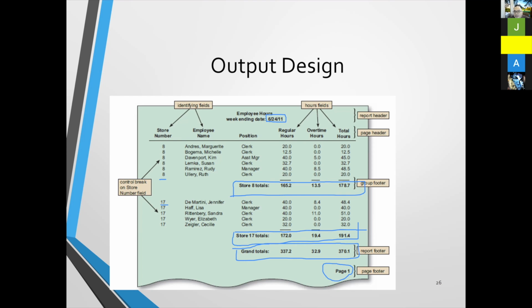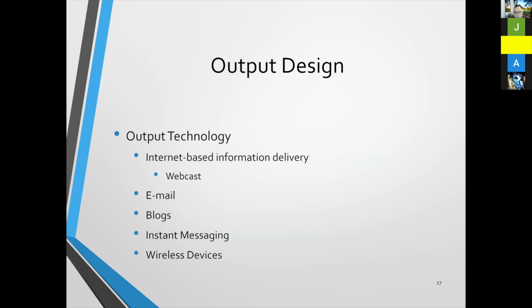Apart from that, we talk about the next thing. The next thing is the technology that we use for the output in order to show the output to the users. We may use internet-based information delivery. For example, we may use webcast, or we may send an email, generating the email to the users for the output.